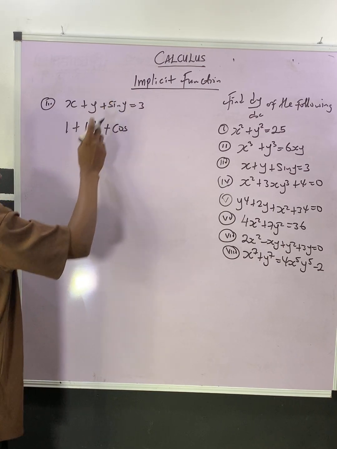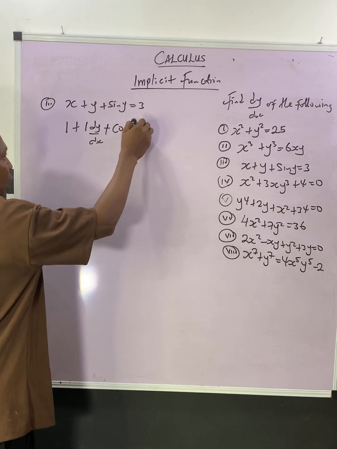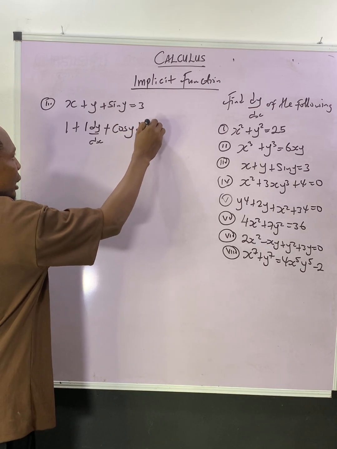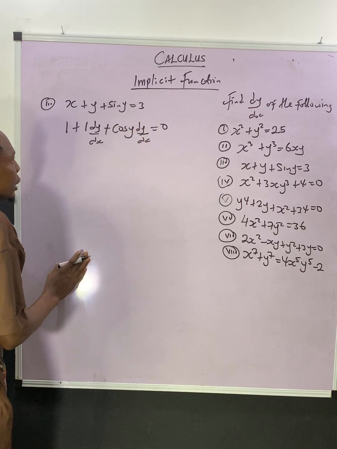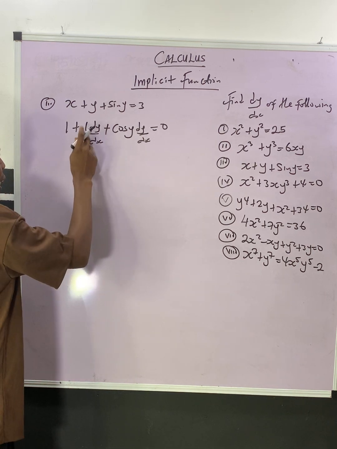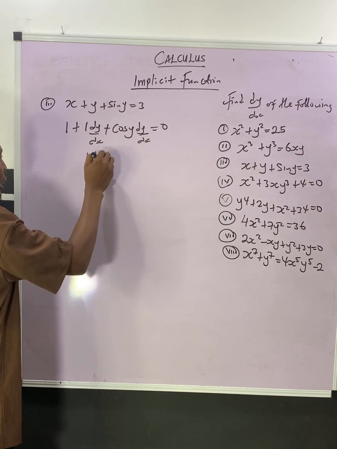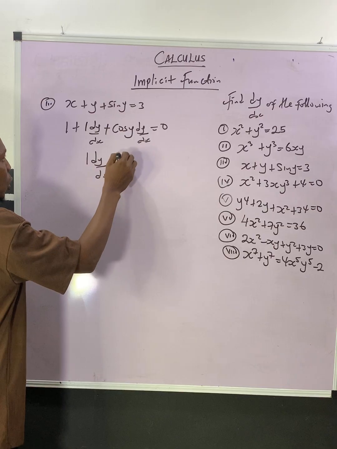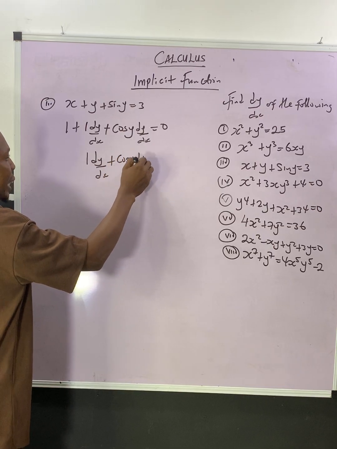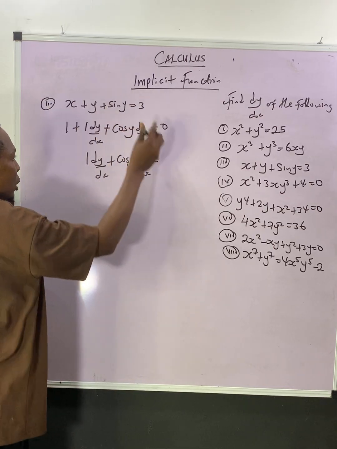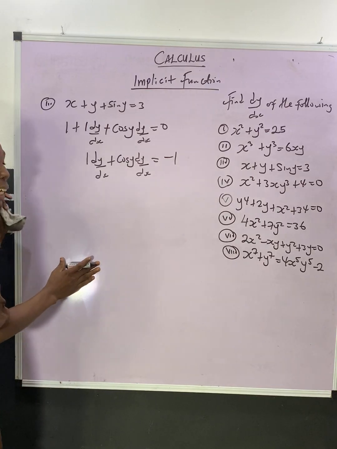Cos y. Then add what? dy/dx equals what? 0. So this time I'll collect like terms. 1 times dy/dx, or let's say 1 dy/dx, then plus cos y dy/dx equals, if it's crossing, it becomes minus 1. So dy/dx is common.